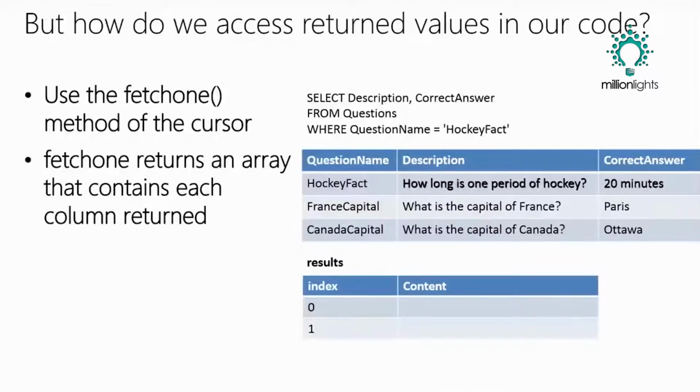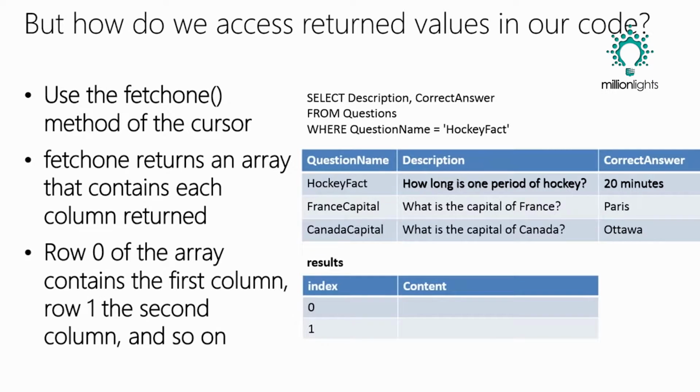So let's say I create an array called results, and that's going to hold the results. Again, this is one of my super fancy PowerPoint animations to appreciate. Row 0 of the array is going to contain the first column, row 1 of the array is going to contain the second column, and so on. So the array only contains one row of results from the select statement, which is a little confusing.